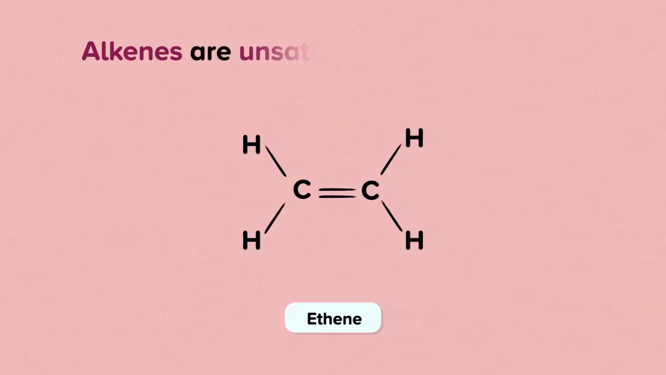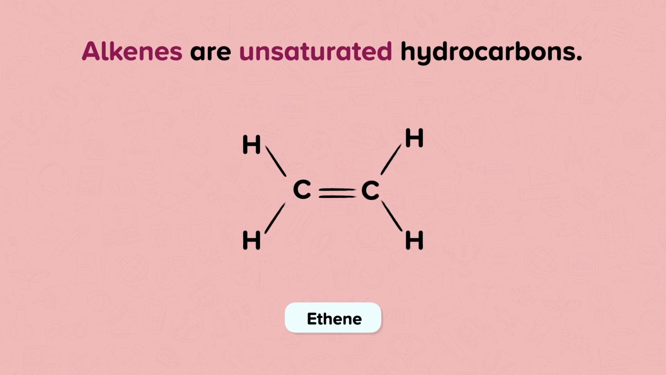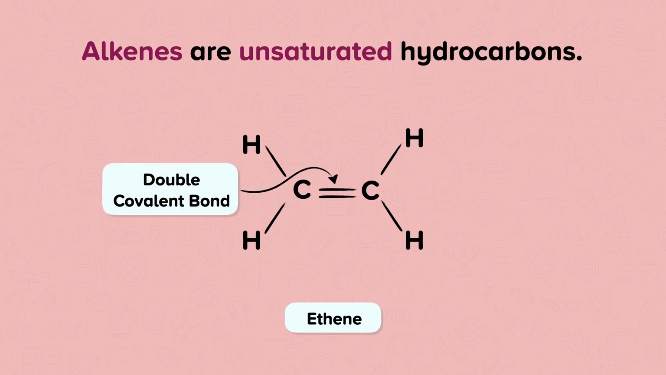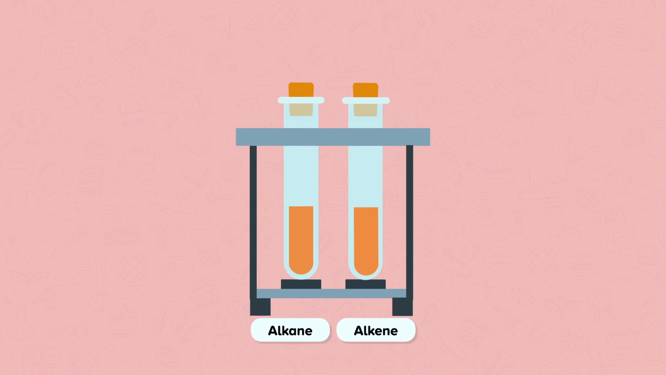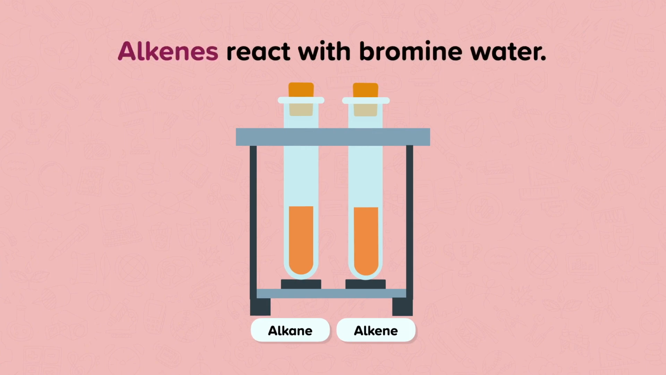Alkenes are unsaturated hydrocarbons. This means that there is a double covalent carbon-carbon bond in alkenes, so they contain less than the maximum possible number of hydrogen atoms per carbon atom. The presence of a double bond in alkenes allows them to react in ways that alkanes cannot. Alkenes are more reactive than alkanes and react with bromine water.